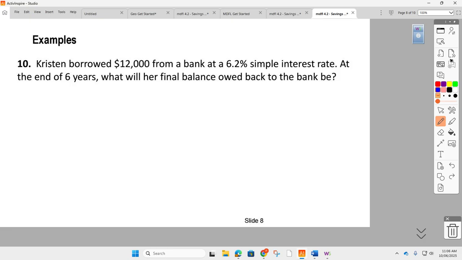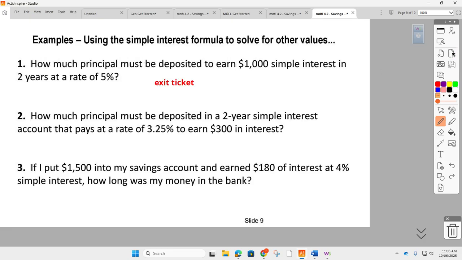Kristen borrowed $12,000 from a bank at 6.2% simple interest. Actually, we're going to skip that one too because I want to make sure we get to D. Number 1 is your exit ticket.